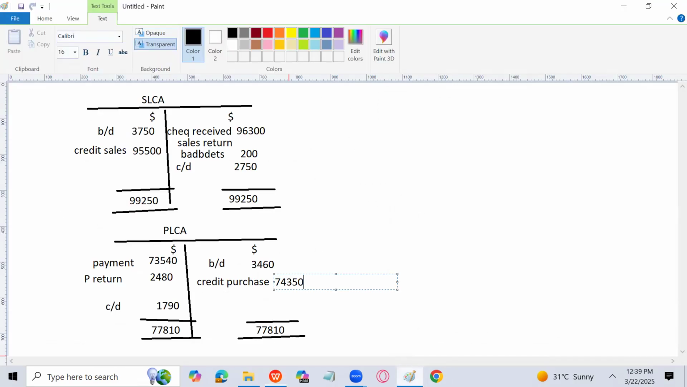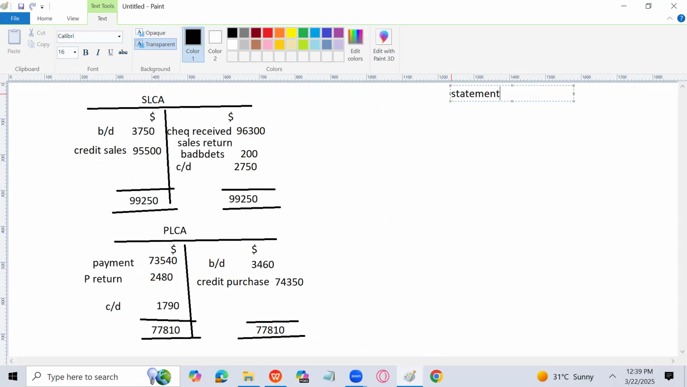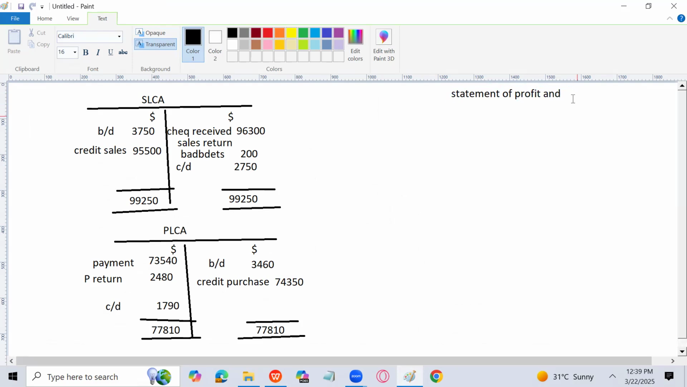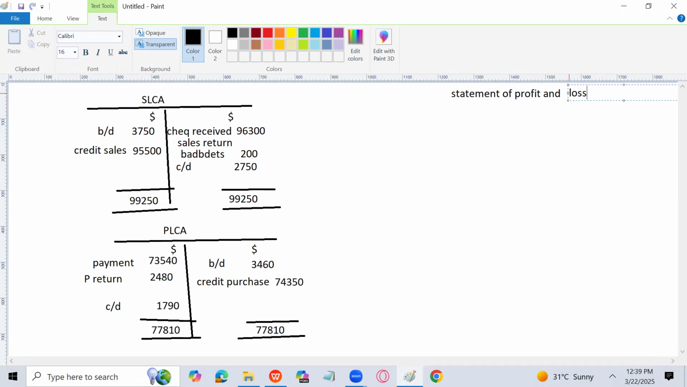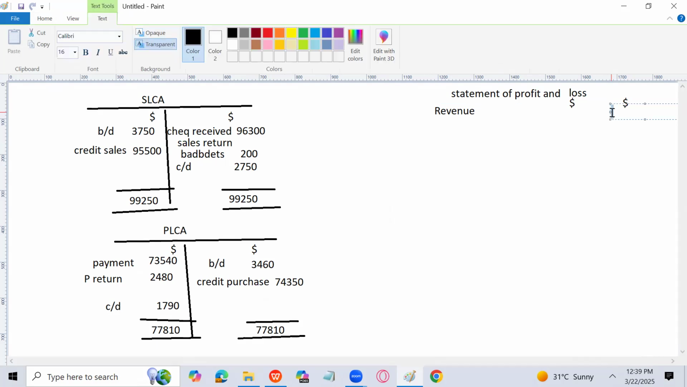But before going for that, I will start the statement of profit and loss. So let me prepare the statement of profit and loss, or you can call it income statement, one and the same thing. We'll write here the dollar sign. Here comes the revenue. And revenue is given in the question because we have calculated the credit sale. Revenue is 95500. Less, we will subtract cost of sales.